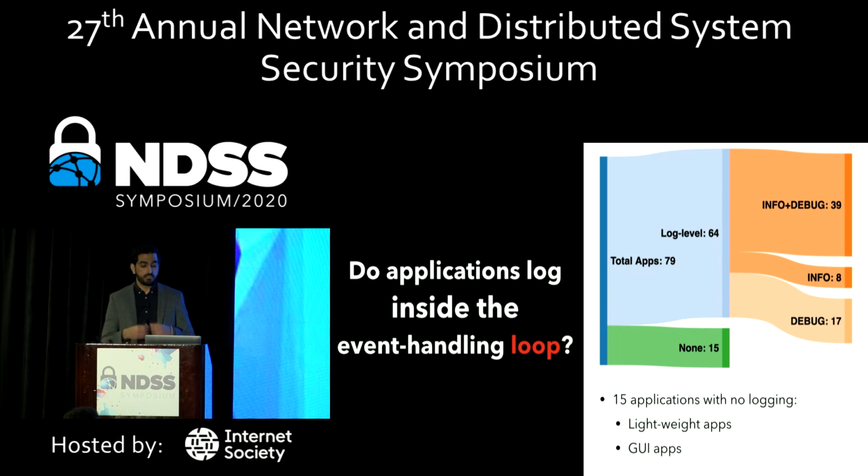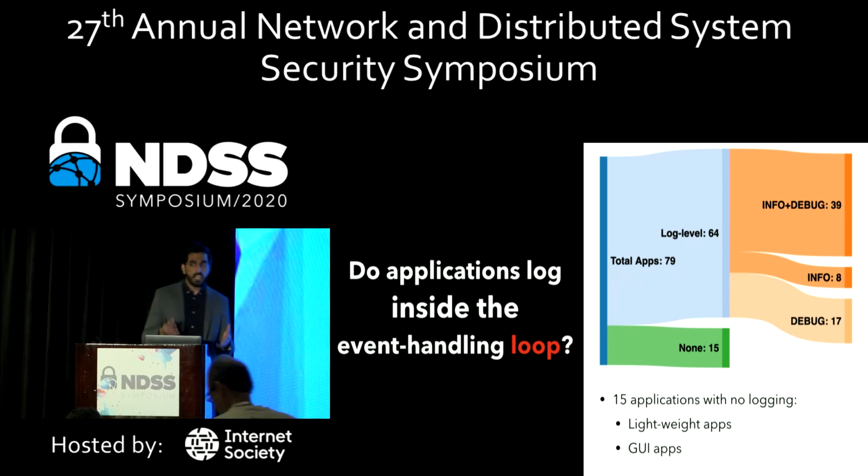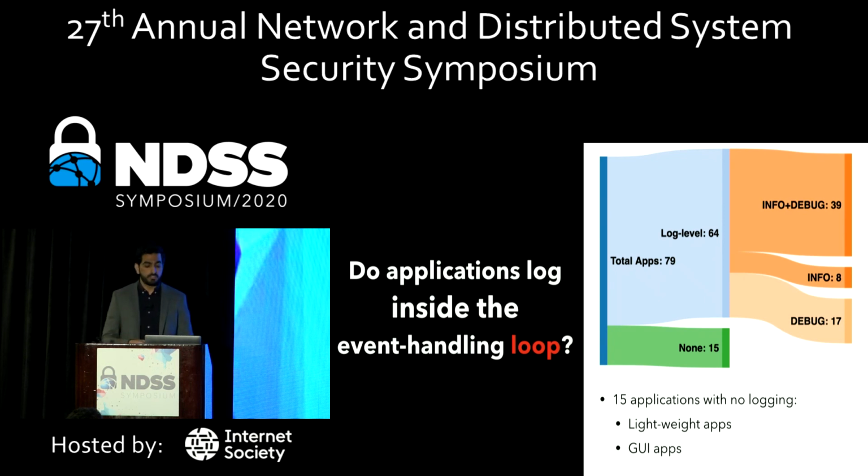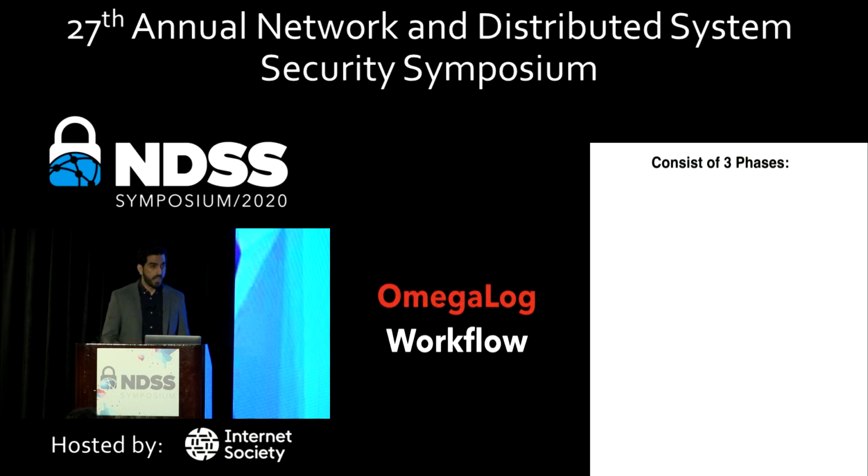And these 15 applications were either lightweight applications which were designed to keep the resources low, so they don't log anything. The second category was the GUI applications, where even though there was an event handling loop, the event handling loop did not match the expectations of the forensic investigation. So once we had enough evidence that applications basically log inside the event handling loop, we built OmegaLOG.